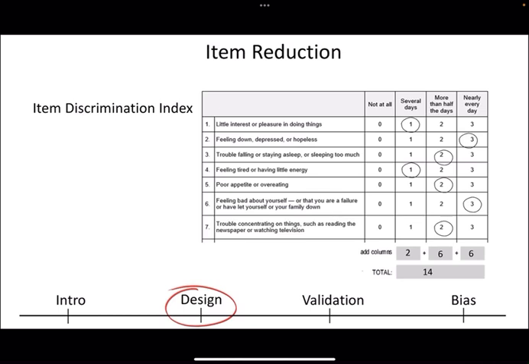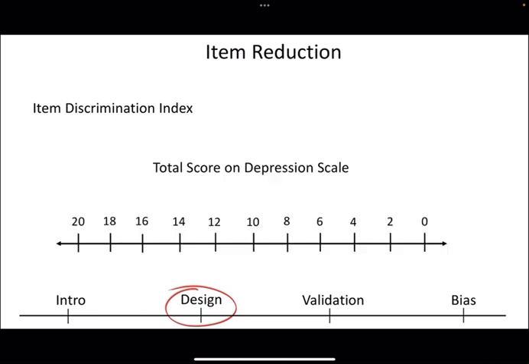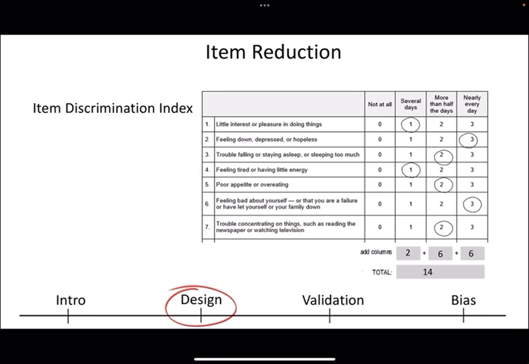And basically you'll notice that each of these questions, if someone's depressed, they're going to answer nearly every day. So for each of these questions, a higher score is expected from someone who is depressed. And ultimately you add up their score at the bottom, and you need to do something with that number. It's 14 in this case. So you might have a scale of all the possible totals. So the total in this case was 14.